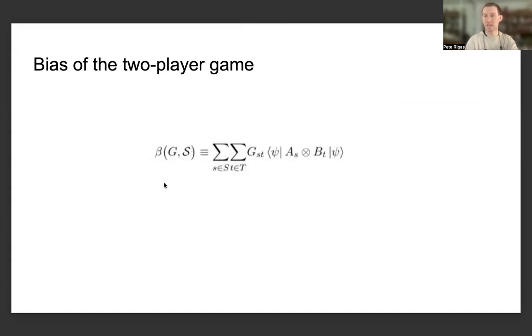So basically, the bias of a two-player quantum game, beta of G of script S, where script S denotes the set of all possible strategies, is given by a summation over little s and little t, where these two variables respectively denote the questions distributed to each of the two players from the referee's probability distribution, belonging respectively to big S and big T.